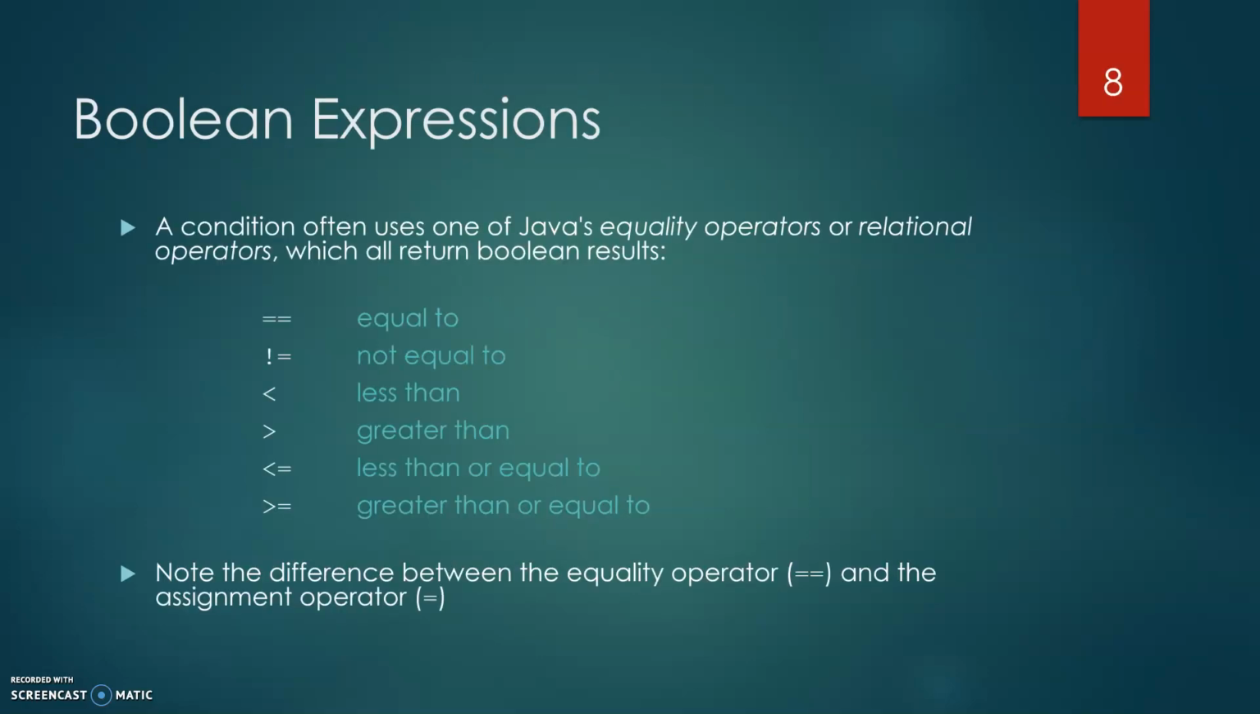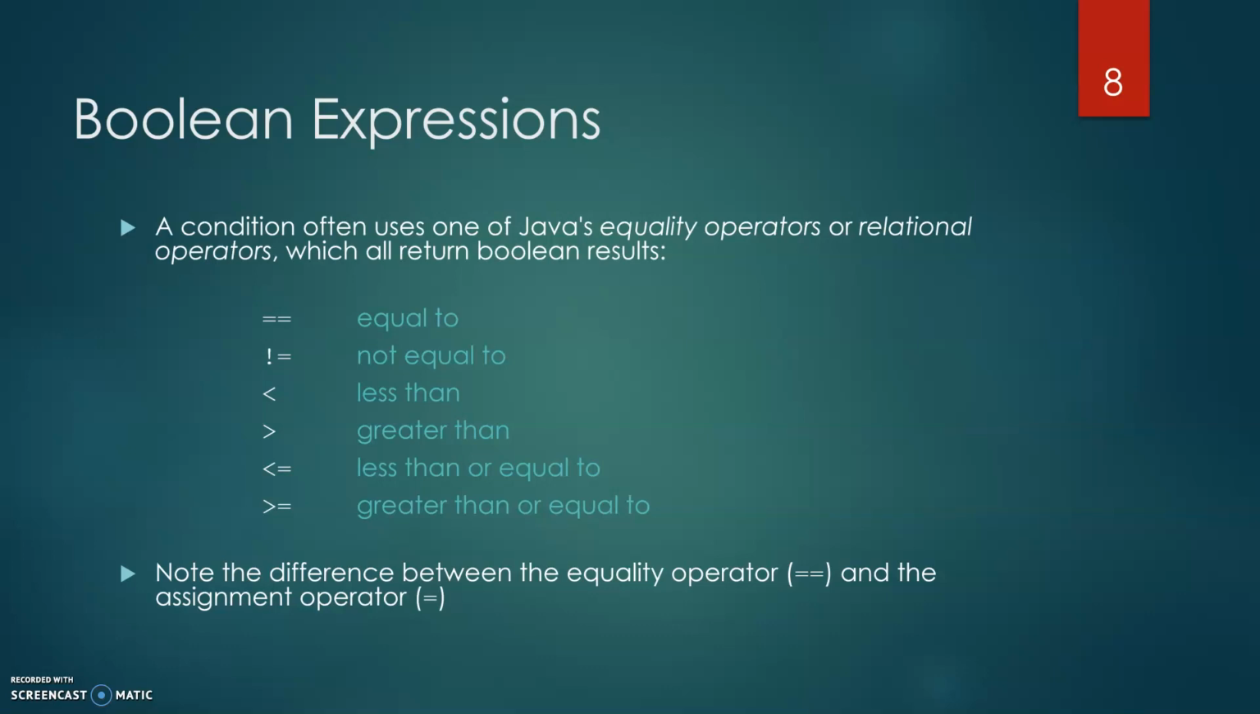Boolean expressions. A condition often uses one of Java's equality operators or relational operators, which all return Boolean results. So two equal signs together means equal to. Remember that a single equal sign is the assignment operator, but two equal signs means that we're evaluating equality. Not equal is the exclamation point and the equal sign.